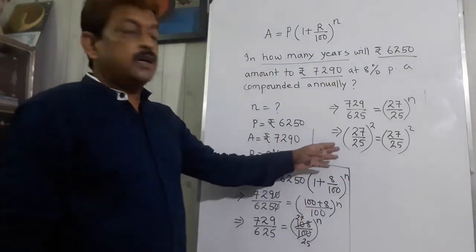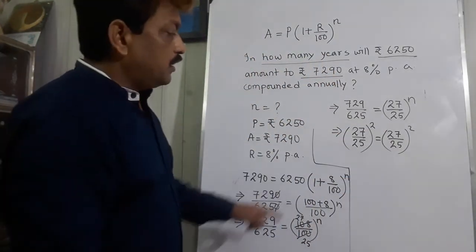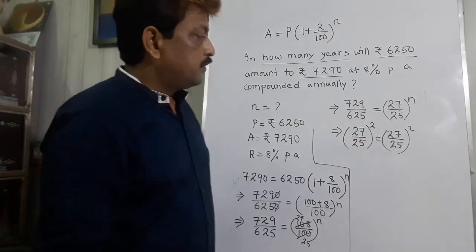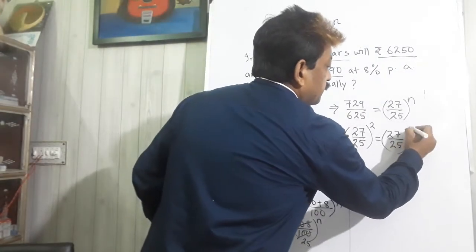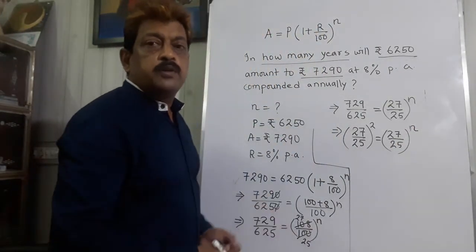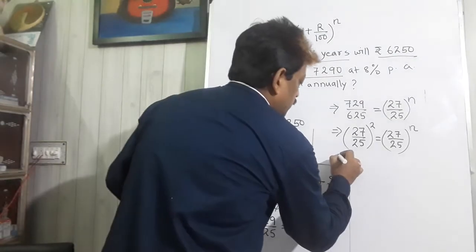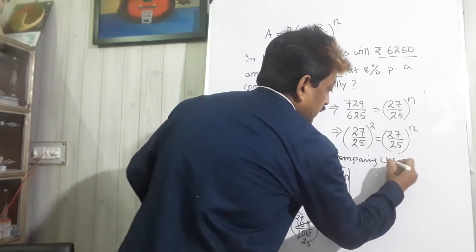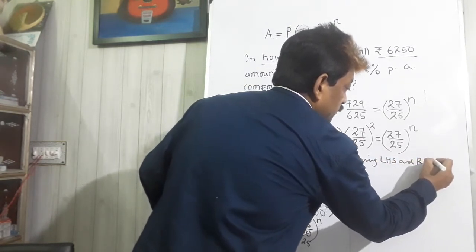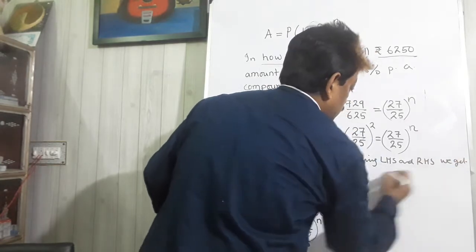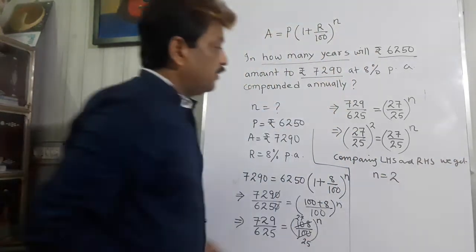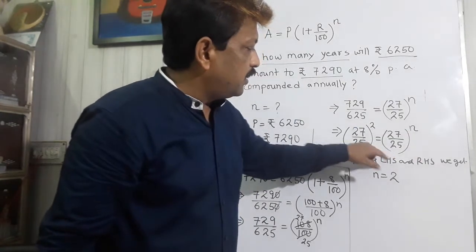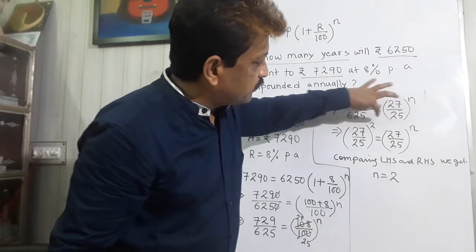now compare the LHS and RHS. You can see in both the sides, that is LHS and RHS, the bases are equal. So naturally the powers or the exponents will be equal also. So comparing LHS and RHS, we get n equals 2. That is, here it is squared and here it is n and the bases are equal. So by comparing we get that n is equal to 2.